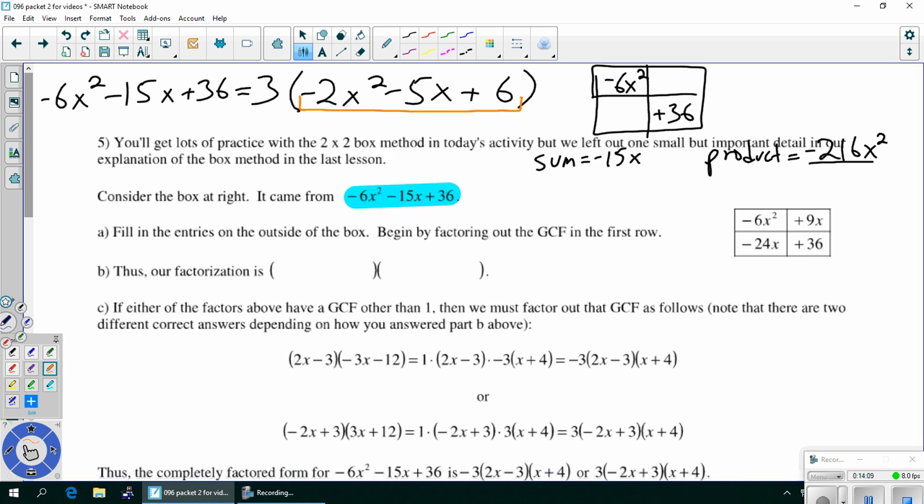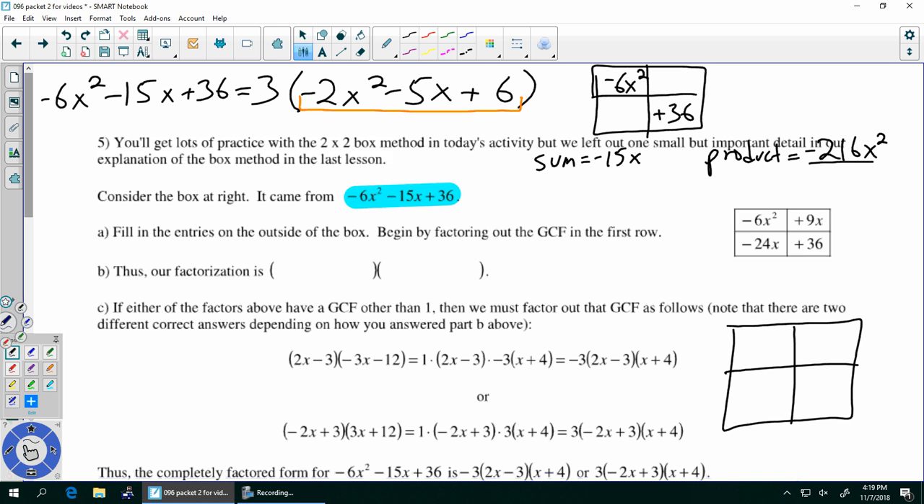And only after we've exhausted those 2 simpler factoring techniques do we consider the tough one, which is the 2 by 2 box method. But this one does factor using the 2 by 2 box method, so we're not going to do the whole thing out, but let's just get it started right over here. So we know that the negative 2x squared goes here. We're ignoring that 3. That's just going to get copied in the final answer. The negative 5x, that's the sum. The plus 6, that goes in the bottom right.